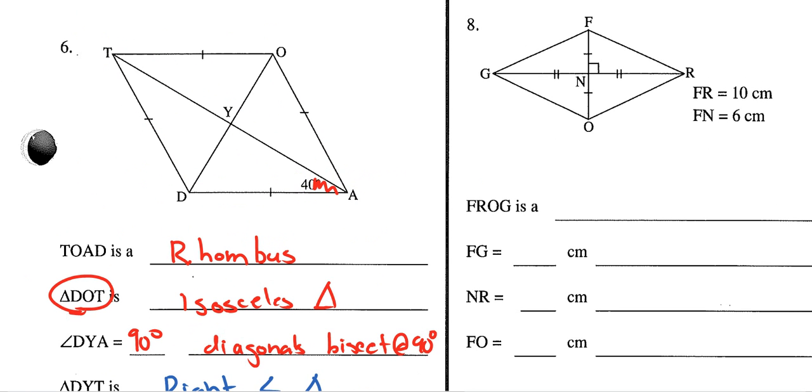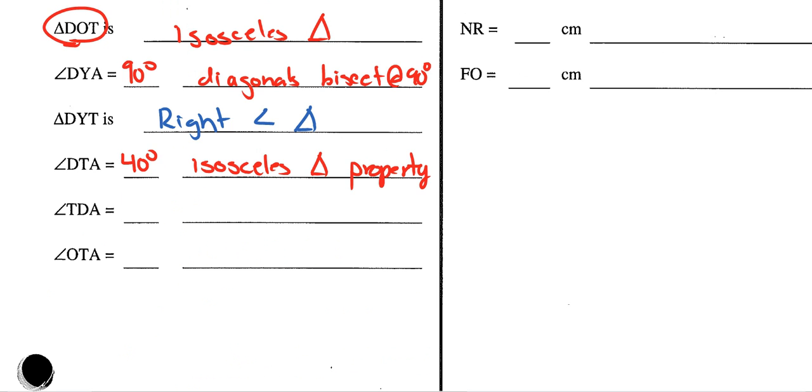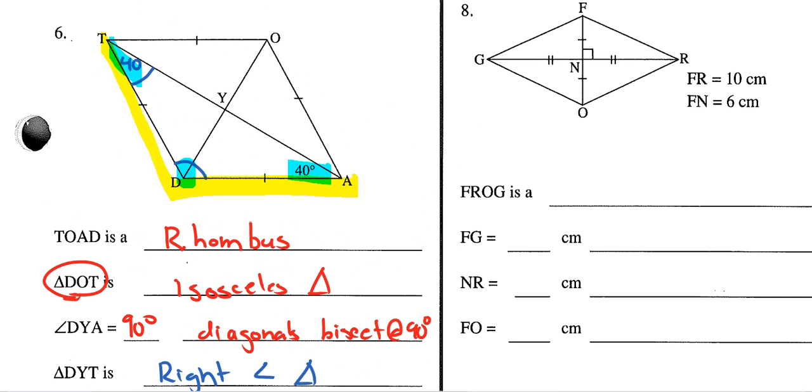Okay, so the next question is, what is angle TDA? Okay, so this is TDA. What is this angle right here? Well, I know that this angle right here is going to be 40 degrees. So if this is 40 degrees and that's 40 degrees, this angle right here must be 100 degrees because angles in a triangle add up to 180 degrees. So TDA is going to be 100 degrees. And one reason is that angles add to 180 degrees in a triangle.